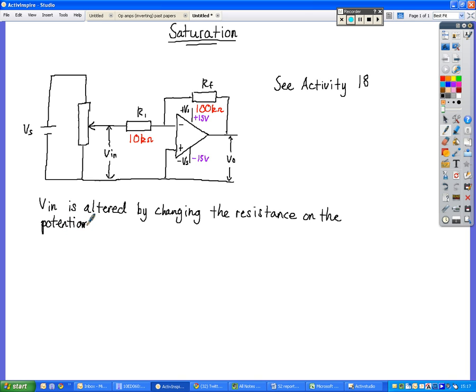And remember that operational amplifiers are designed to amplify the input voltage. So whatever the input voltage is here, the output voltage is going to be larger by a factor that is dependent on the gain. And the gain is dictated by the values of RF and R1. So as Vin is increased, Vout increases.